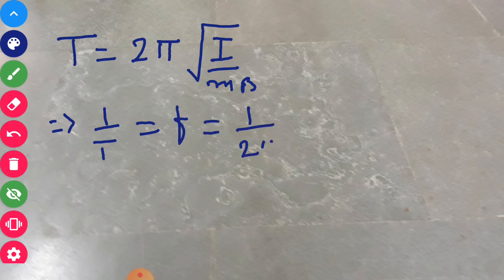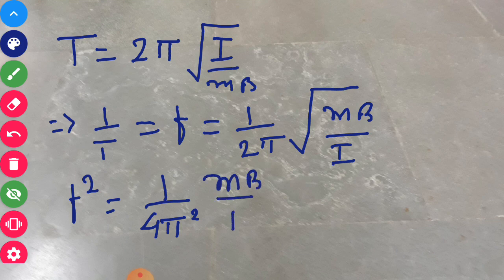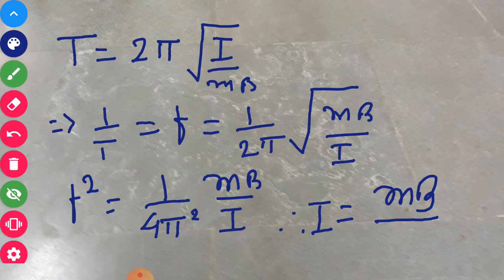This becomes f = 1/(2π) √(mB/I). Now squaring on both sides, we get frequency squared is equal to 1/(4π²) × mB/I. Now I can be made the subject of the formula, and you will get I = mB/(4π² f²). Now all the values are known to you.